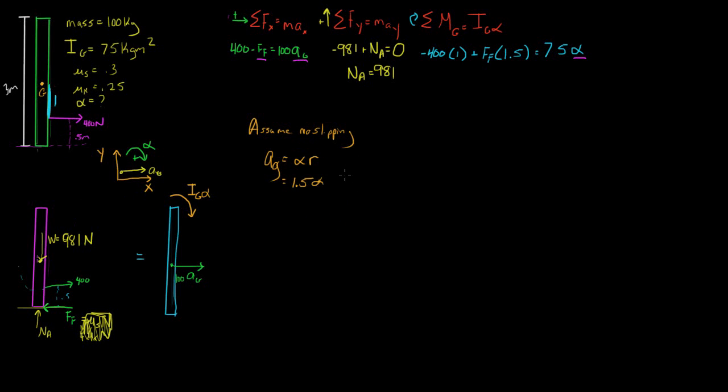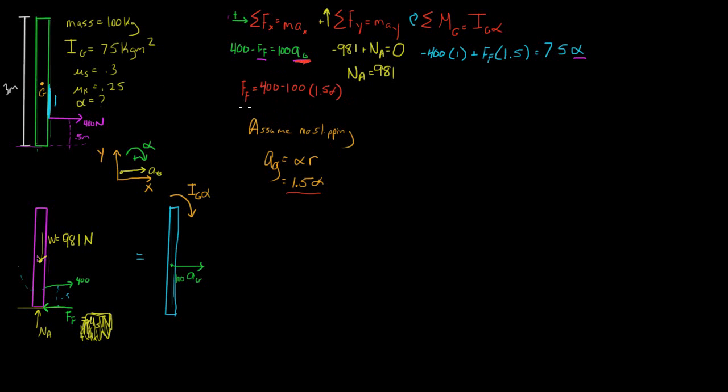So we can substitute this right here back into this equation, and we can move this 400 over to the other side, with the frictional force. We can get this equation in terms of the frictional force. So if we do that, we get the frictional force is equal to 400 minus 100 times this 1.5 alpha.